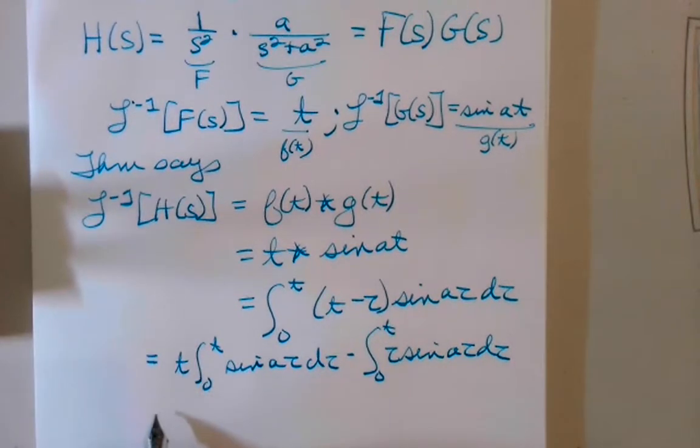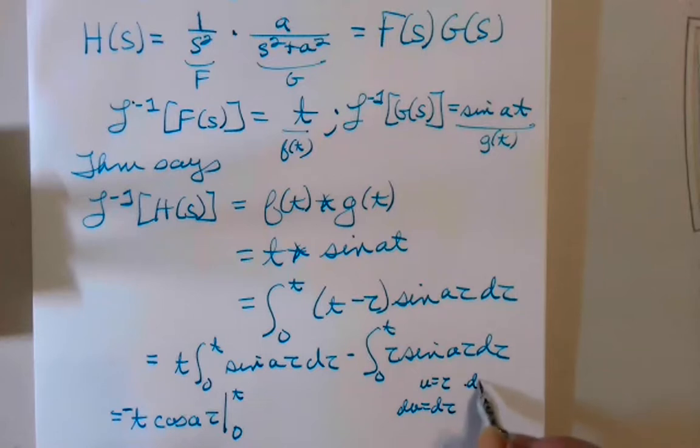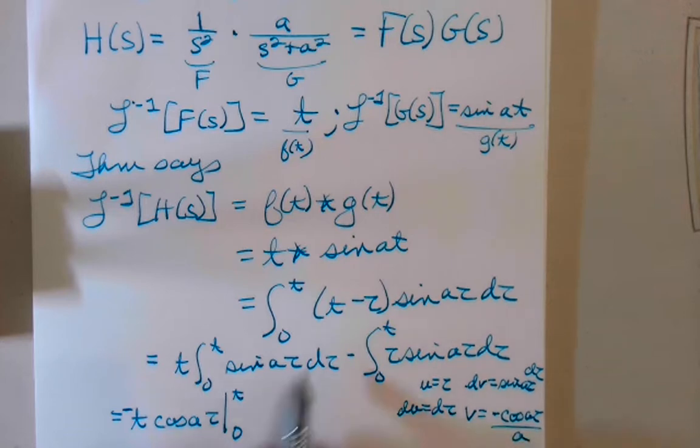When you integrate the first one, this is simple enough. You integrate sine, you get back minus cosine. So there'll be a minus and a cosine a tau evaluated from t to 0. And here you have to do the integration by parts. So you let u be tau, then du is d tau, and dv is sine a tau d tau. So v is minus cosine a tau divided by a. Whoops, I left off my divided by a here. Sorry.